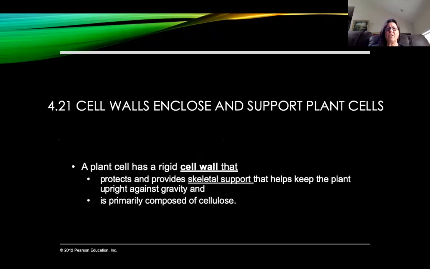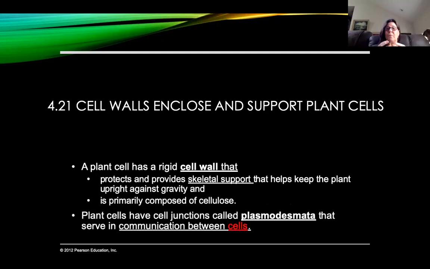Now, plant cells are a little different because they have what's called the cell wall. This is also going to give the cell more rigidity and protection, because we have bones that help give us our structure, and as you know, plants do not. So they have the cell wall that's going to do that for them. The cell wall is primarily composed of what is called cellulose, and we'll talk about cellulose in our biological macromolecule chapter.